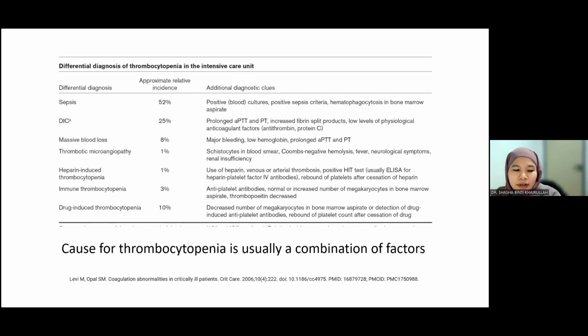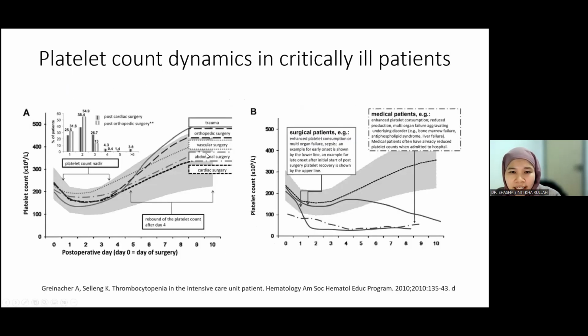So this table summarizes the common causes for thrombocytopenia in critically ill patients admitted to ICU and also their relative incidences. As you can see, sepsis tops the list, followed by DIC and massive blood loss. But it's important to note that thrombocytopenia in critically ill patients is often multifactorial. It is also a marker of disease activity, of which I will elaborate further.